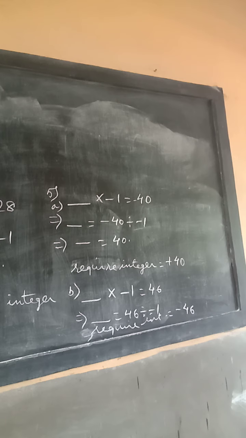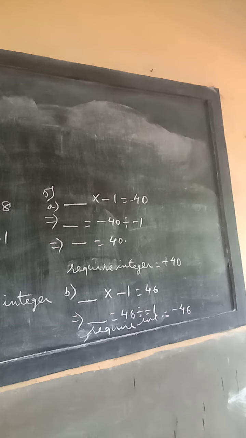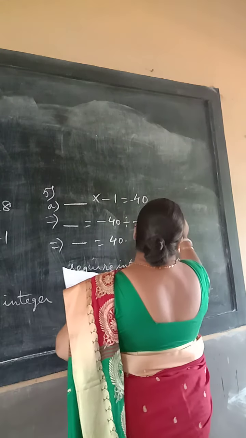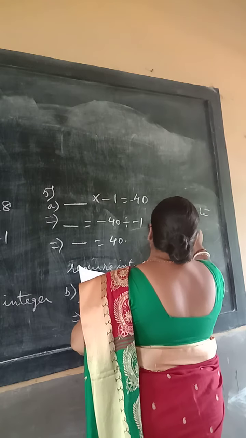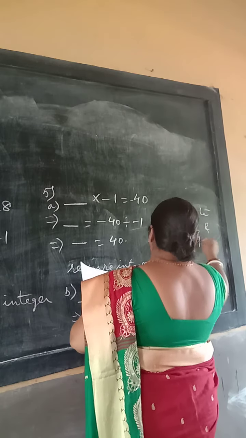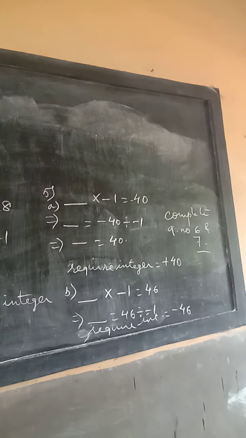Question number 6. You have to fill the blanks and write the property used here. I am not going to do question number 6 and 7. You are going to complete question number 6 and 7 in the copy.